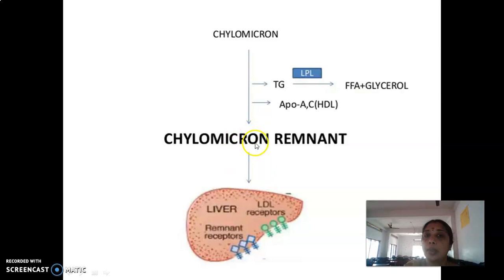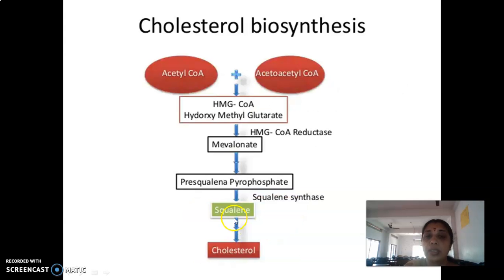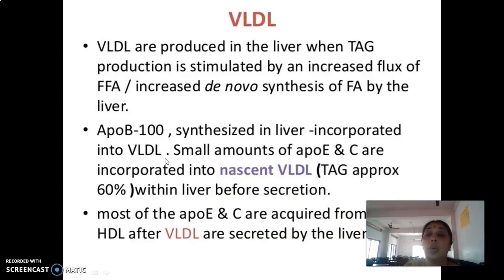And now the chylomicron remnant is there. It moves towards the liver, and the liver will have receptors for this. And with the help of these receptors, chylomicron remnants enter into the hepatocytes. Then how is the endogenous TG transported? So this was the transportation of exogenous TG.